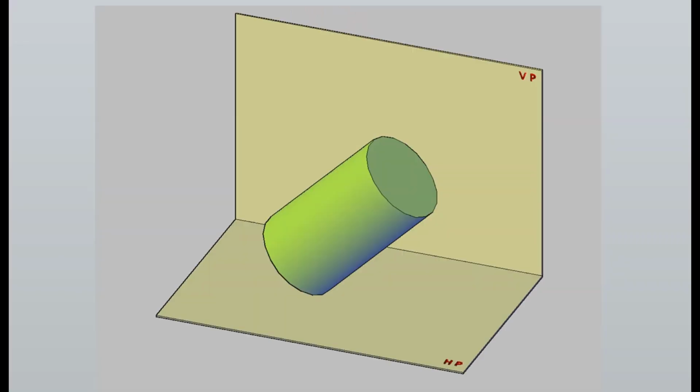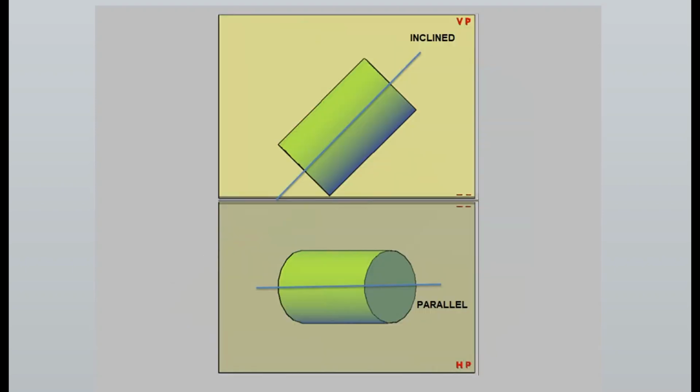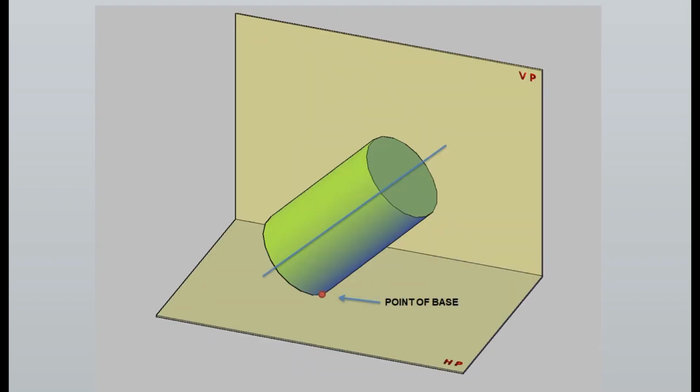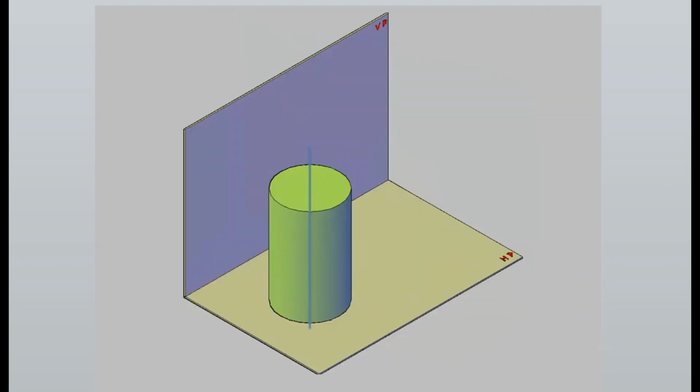In this problem, the axis of the cylinder is inclined to HP and parallel to VP. A cylinder does not have any base edges or base corners, so it is resting on the ground with a point of the circular base. Since the axis of the cylinder is inclined to HP, in the first stage, we have to consider that the axis is perpendicular to HP.